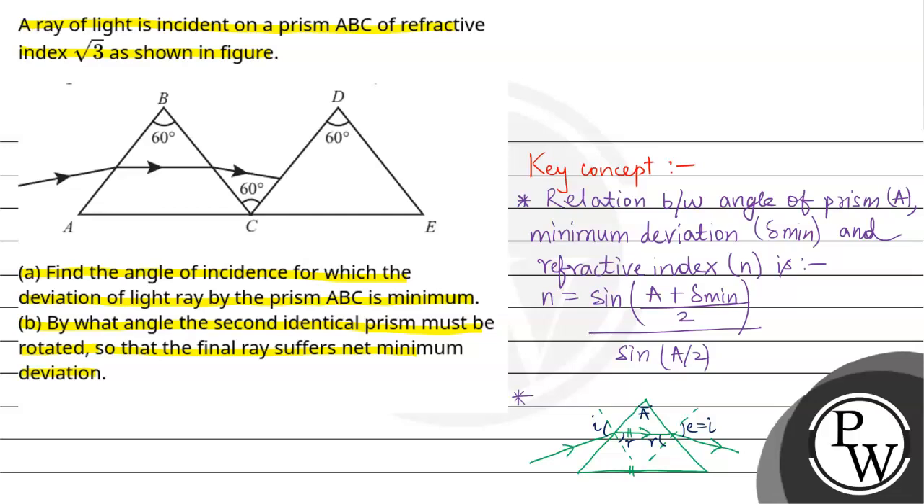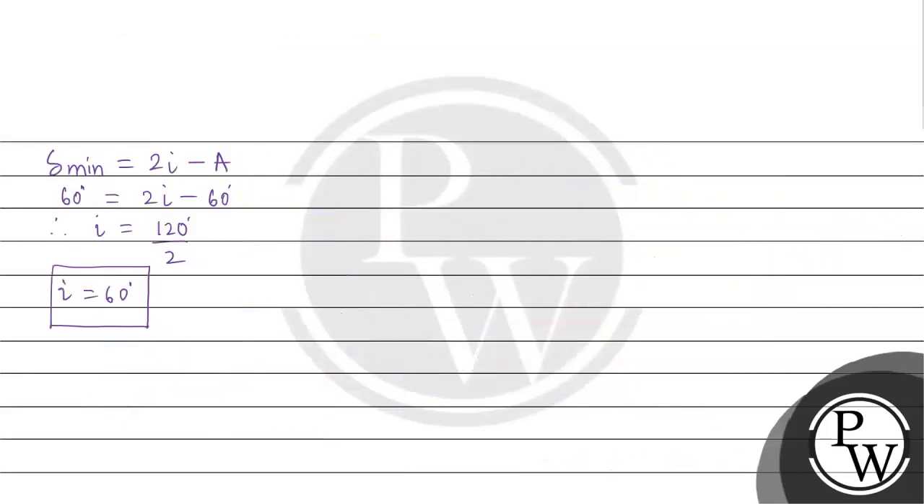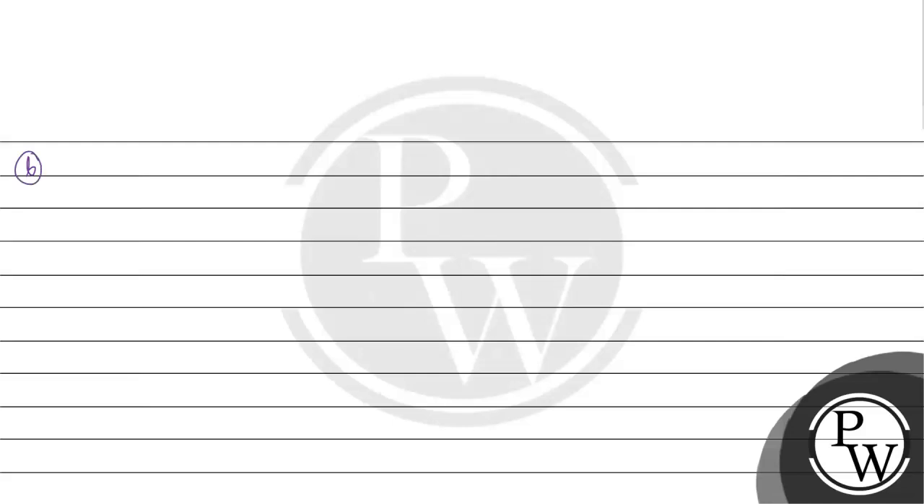Now the second part says that by what angle the second identical prism must be rotated so that the final ray suffers net minimum deviation. Net minimum deviation, that is, डेल्टा मीन कितना होना चाहिए, 0 होना चाहिए. मतलब डेविएशन होगा ही नहीं.